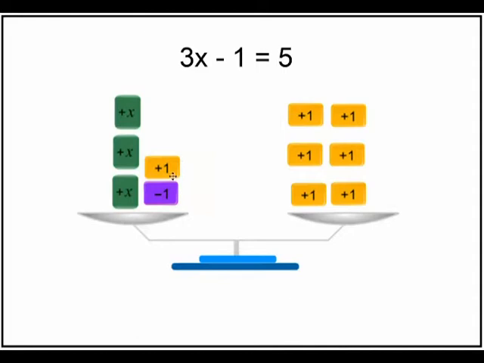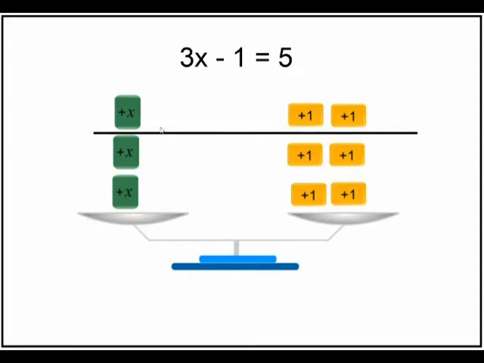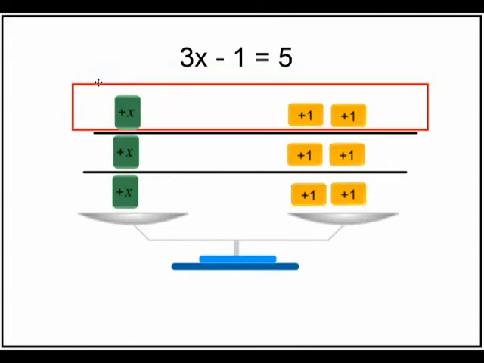The 0 pairs cancel out, leaving me with 3x equals 6. I can then divide my equation by 3 and see that x equals 2.